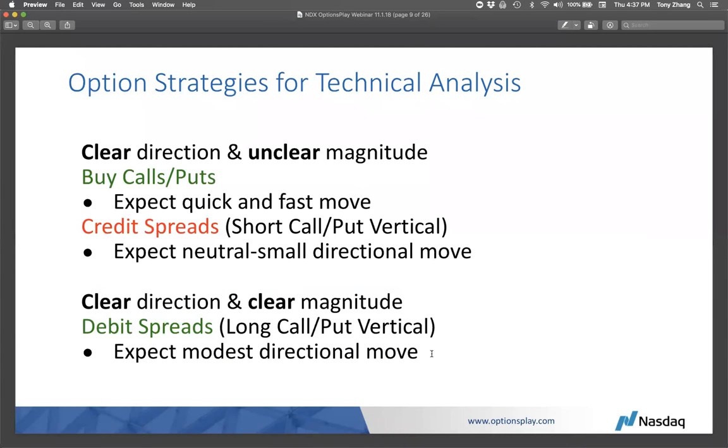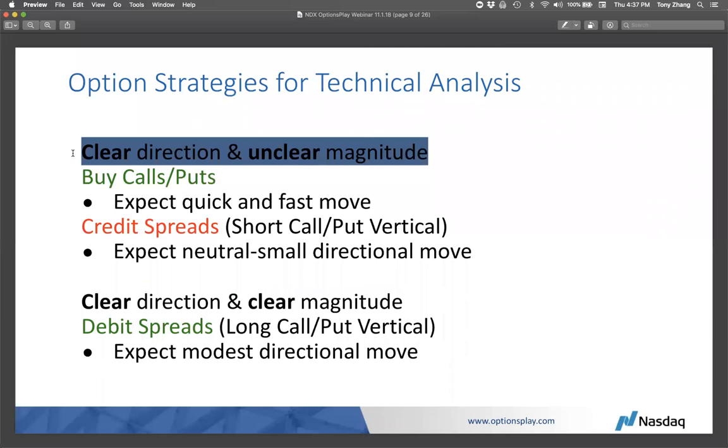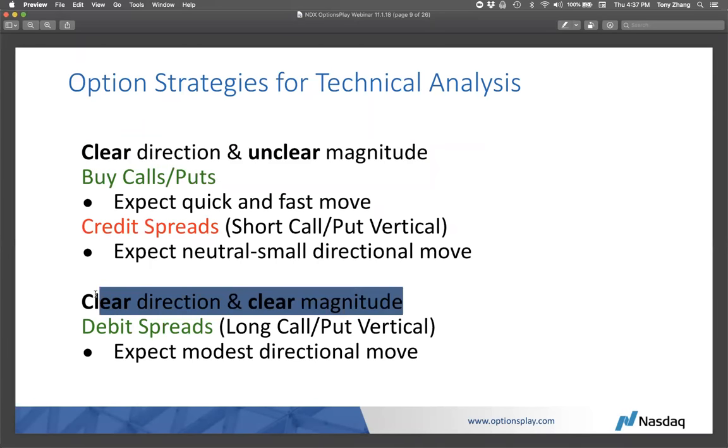So these are the three strategies, and it's really important to understand these two criteria: when you have a clear direction but unclear magnitude, or when you have a clear direction and a clear magnitude. So how to differentiate between these two, I'll go through some examples so that becomes clearer.